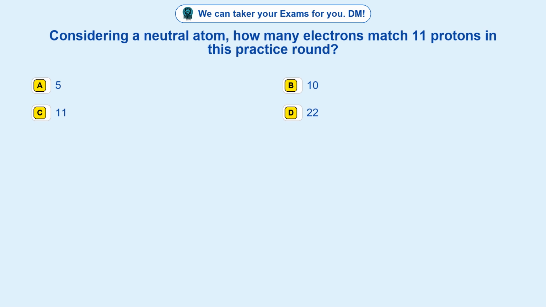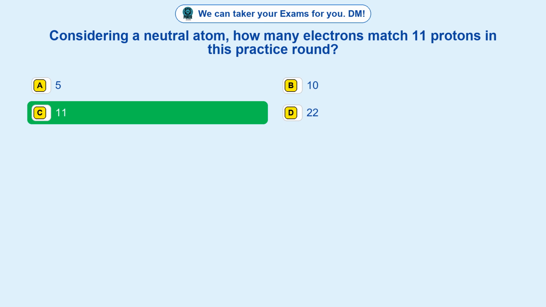Question 32. Considering a neutral atom, how many electrons match 11 protons in this practice round? Option A, 5. Option B, 10. Option C, 11. Option D, 22. The correct answer is option C, 11.